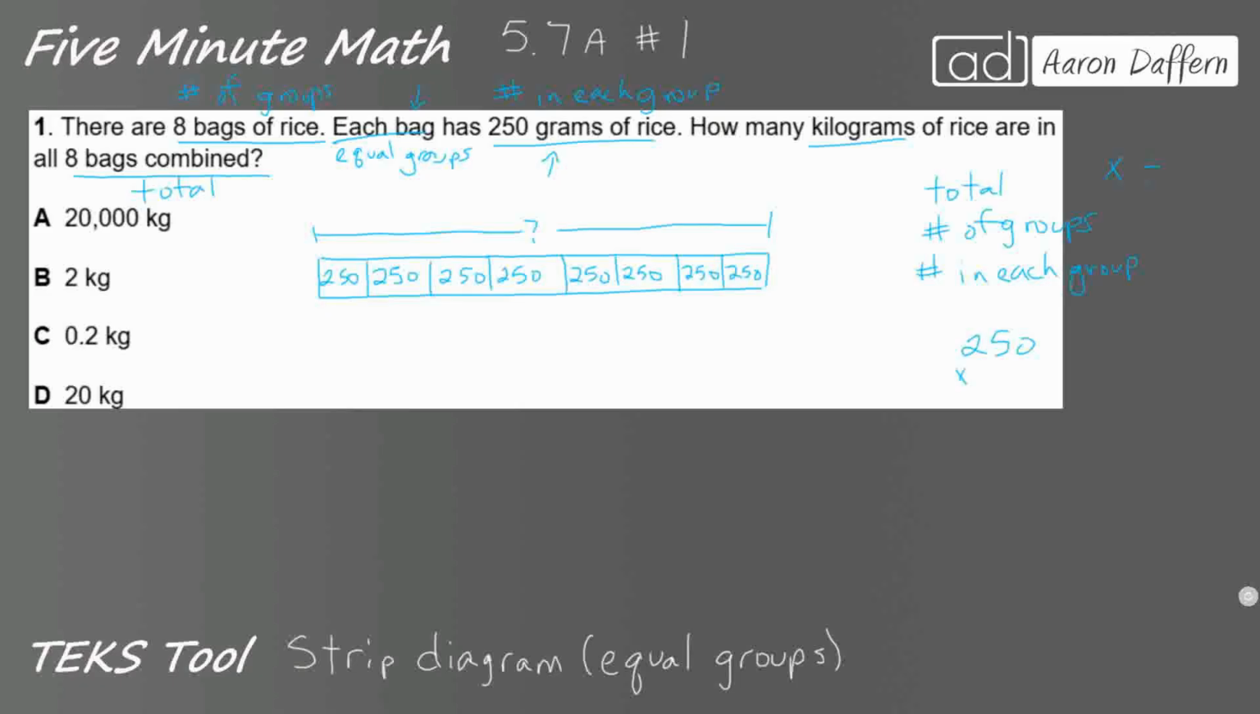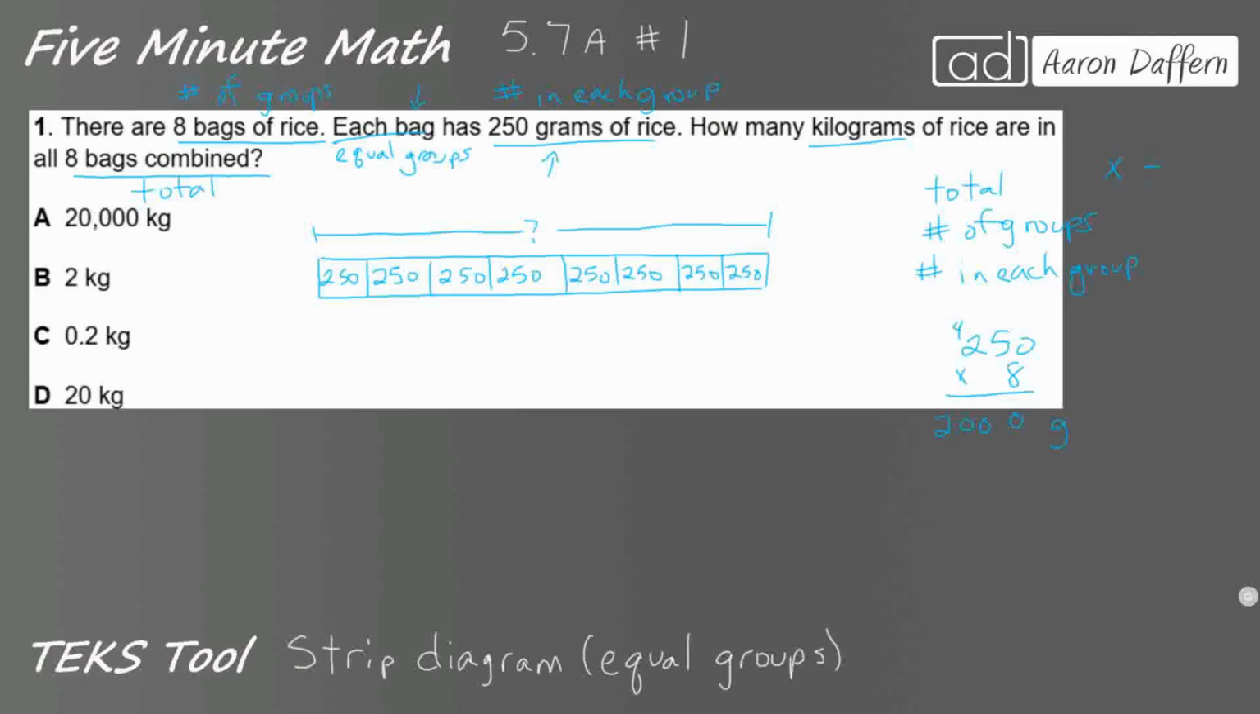250 times 8, and that's going to be 40, 16, 4. Some of you might have just looked at the 250 and realized that 4 250s make 1,000. Now, this is 2,000 grams. Even if we didn't notice that we were supposed to convert, we should notice that 2,000 does not show up on any of the answer choices.